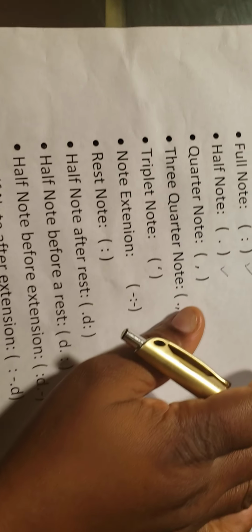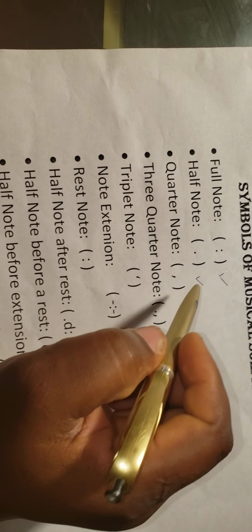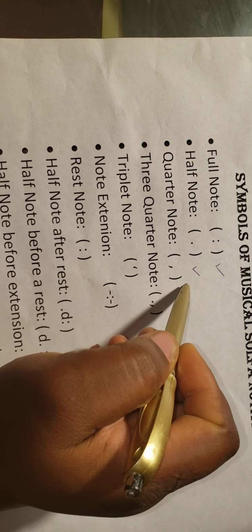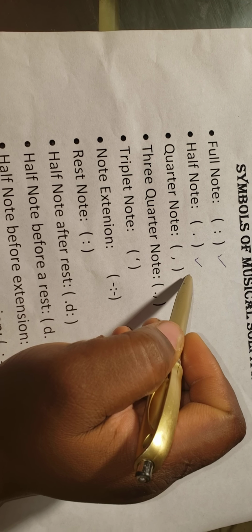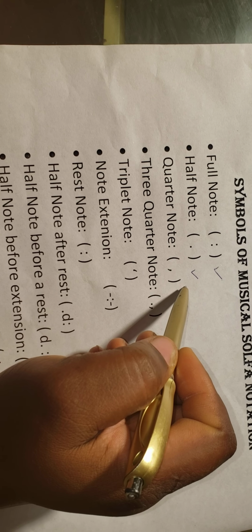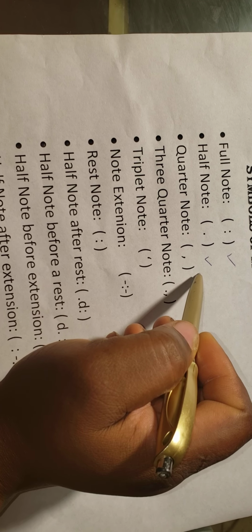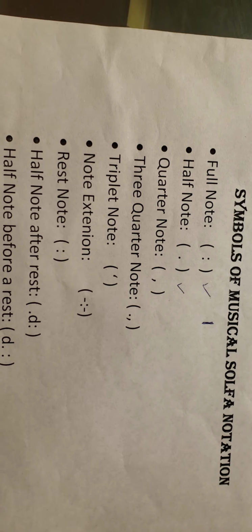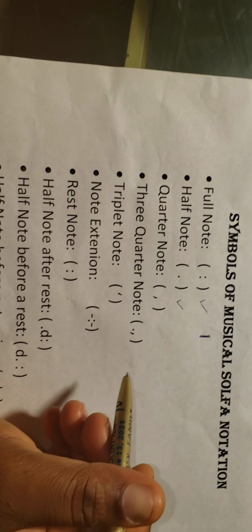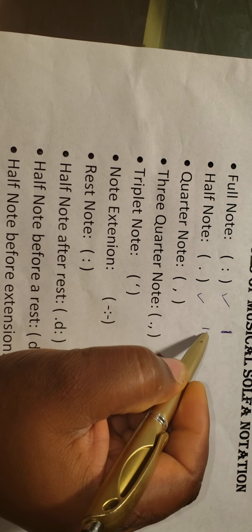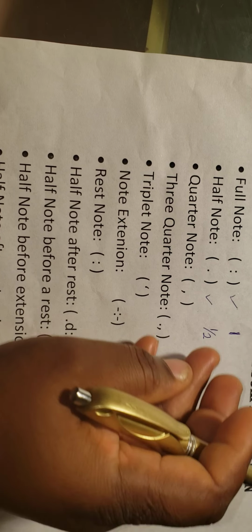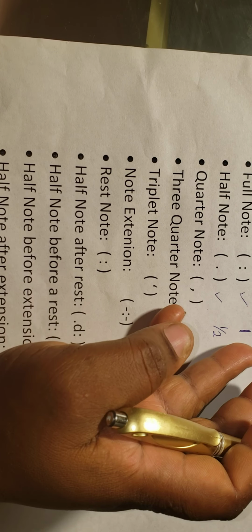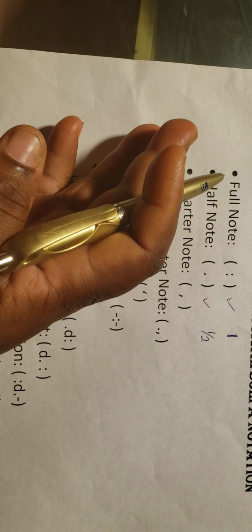Yes, so from yesterday we did a full note and a half note, and today we are continuing with a quarter note. Of course, we know a full note is one, a whole. Yes, we all did maths, at least to an extent. And a half note is one half, which we divided into two. So two halves make one. And we did all that yesterday.